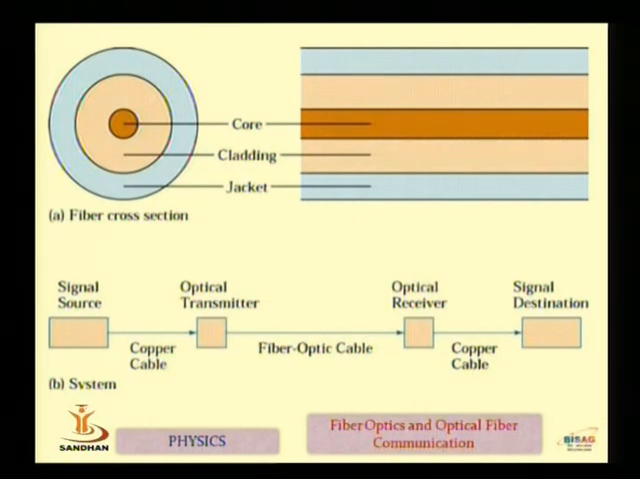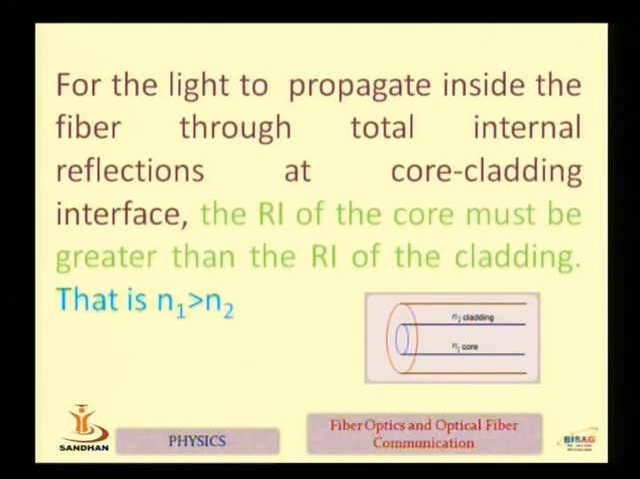In fiber optic communication, basically there is a signal source which generates the information, then it is allowed to reach the optical transmitter through copper cable. Then with the help of fiber optic cable, that information reaches the optical receiver, where a suitable transducer is used to convert the optical signal into electrical, and again through the copper cable the signal is received in the particular form.